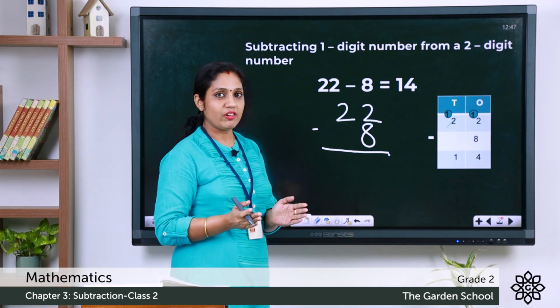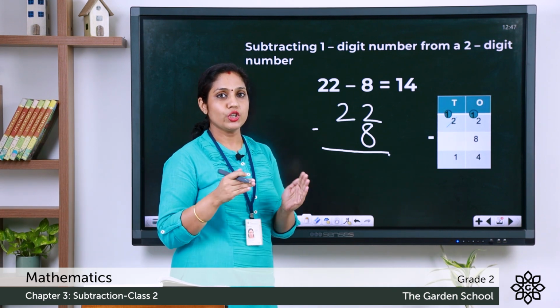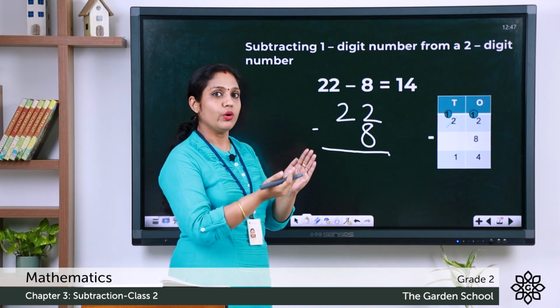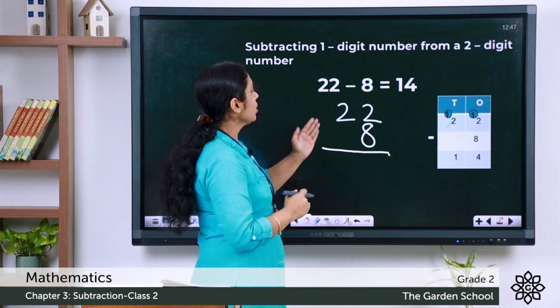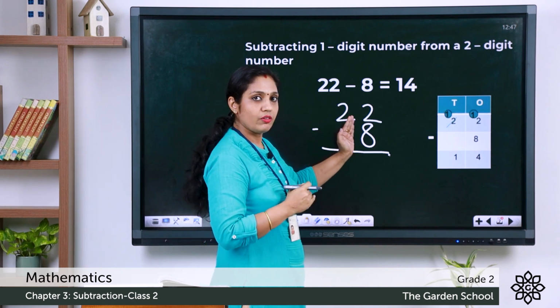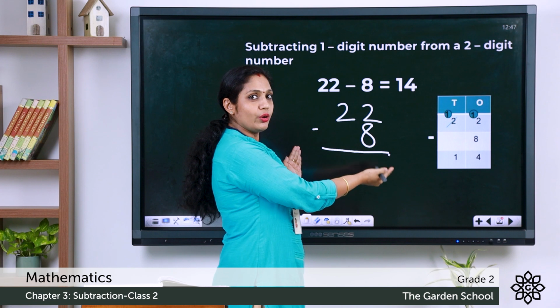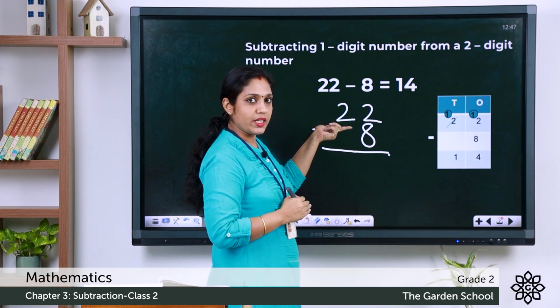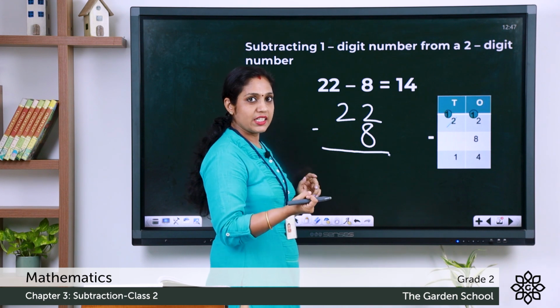Suppose if you don't have a pencil, what will you do? You go to your friend and borrow a pencil. In the same way, we are now going to borrow from the tens place. So 2 minus 8. We are not able to subtract. We are going to the tens place. Here we have 2 in the tens place. So we are taking 1 from this number.